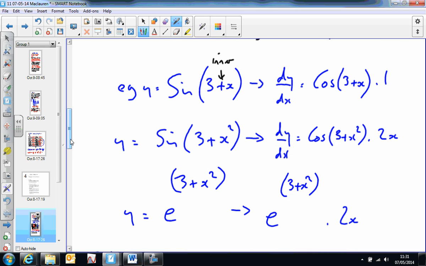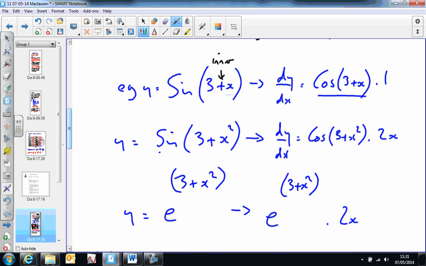So, for example, here are some examples. Look, this is the inner function. So the differential of sine 3x is, the differential of sine is cos, but then you multiply that by the differential of the inner function, which is 3. And for cos of 3 plus x, the differential of the inner function turns out to be 1, doesn't it? So that just turns out to be 1 lot of cos 3 plus x.